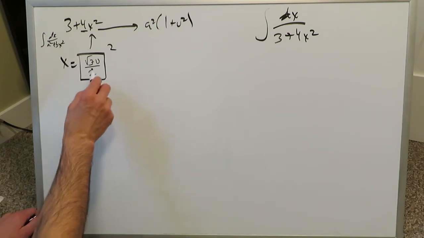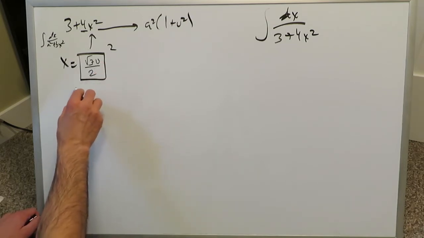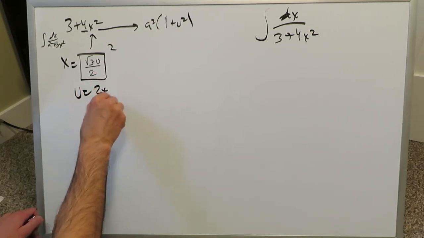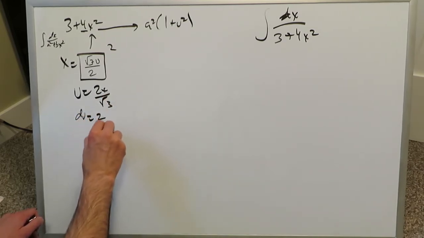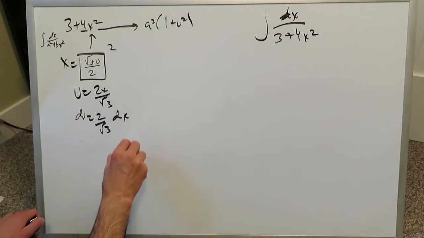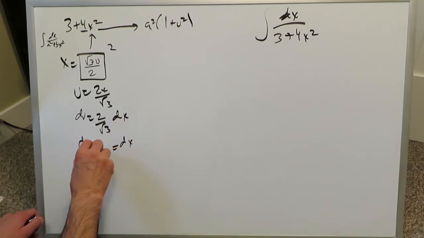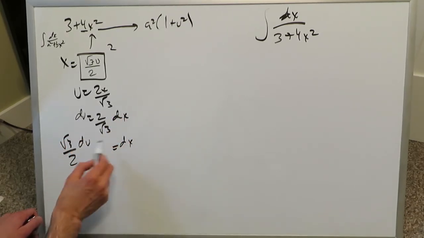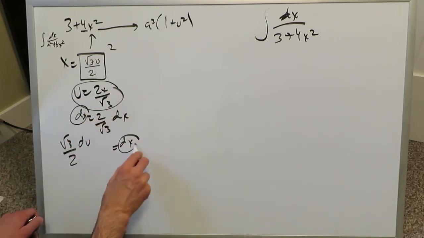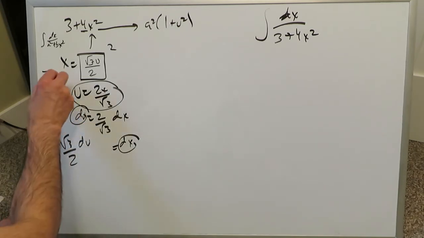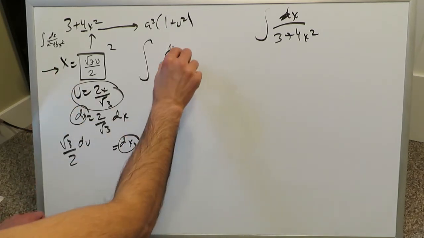If x is equal to root 3u divided by 2, then u is equal to 2x over root 3. You're working backwards. Then du is equal to 2 over root 3 dx. Then dx is equal to du root 3 over 2. Cross multiply. You'll need this for the very last step. You'll need du and dx for this next step. And of course x, you'll need that now. You write everything now in terms of du.